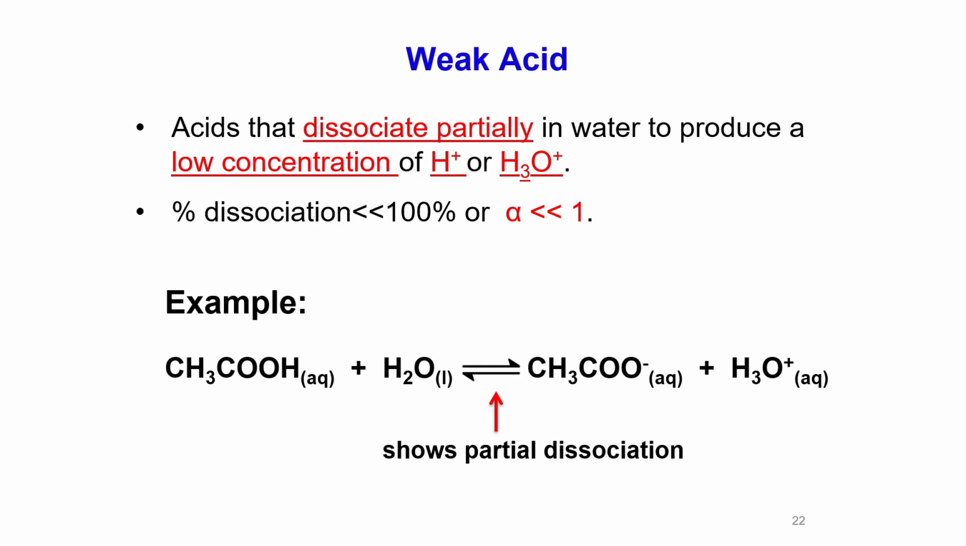The example is ethanoic acid. So ethanoic acid is a weak acid, so it partially dissociates. And then it will produce CH3COO- and H3O+.